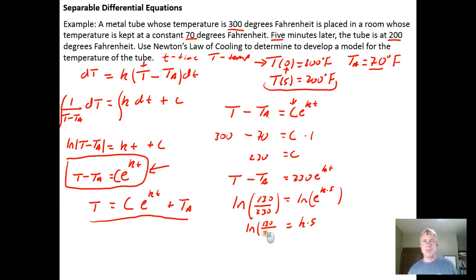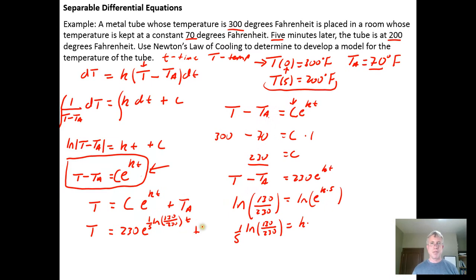over 230, and then multiply both sides by a fifth to solve for k, and then we go and just update our model right here. So our final model is going to be temperature equals c, which we determined was 230, so we get 230 e to the k, but k is just 1/5 the natural log of 130 over 230 times time plus the ambient temperature, which is 70 degrees. So there's the final model.